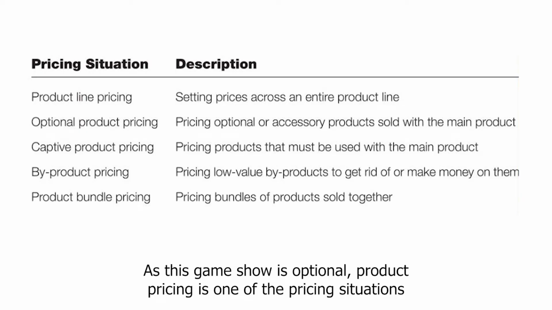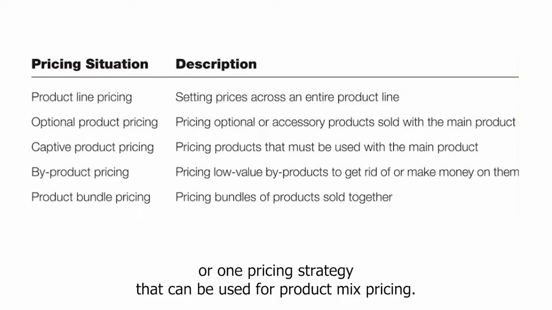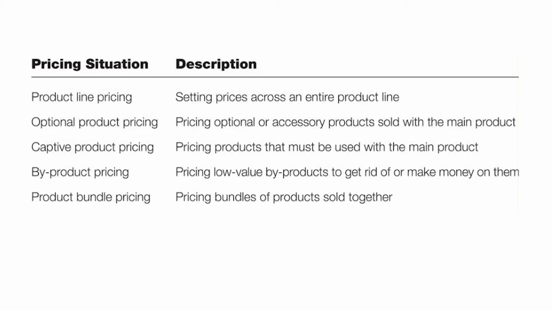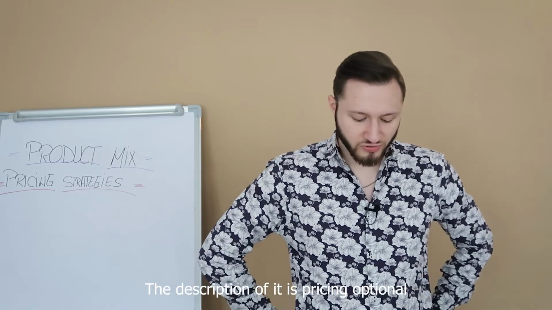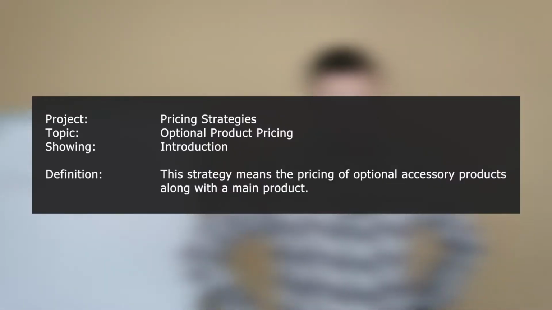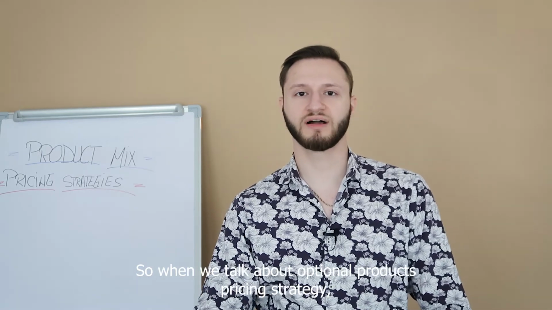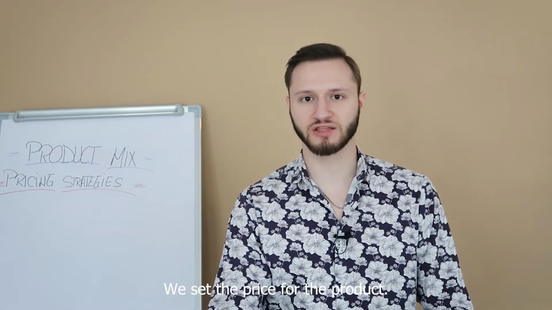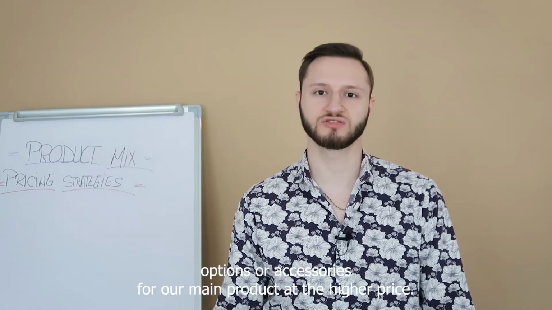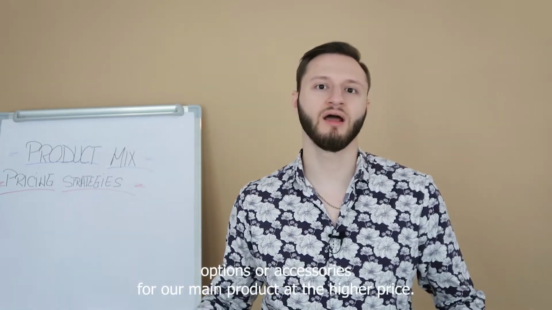As this scheme shows, optional product pricing is one of the pricing situations or one pricing strategy that can be used for product mix pricing. The description of it is pricing optional or accessory products sold with the main product. The optional product pricing strategy means the pricing of optional accessory products along with the main product. So when we talk about the optional product pricing strategy, we sell the product at a main price. We set the price for the product, but then we maximize our profits by selling multiple options or accessories for our main product at a higher price, of course.